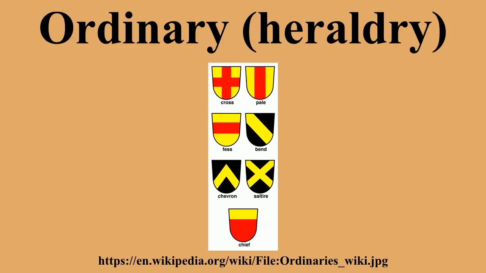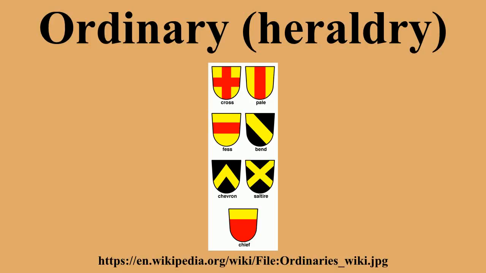In heraldry, an ordinary is a simple geometrical figure, bounded by straight lines and running from side to side or top to bottom of the shield. There are also some geometric charges known as subordinaries, which have been given lesser status by some heraldic writers, though most have been in use as long as the traditional ordinaries.